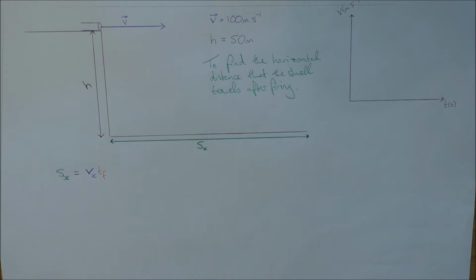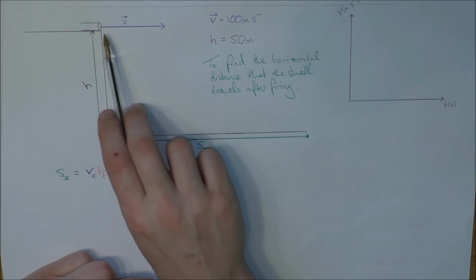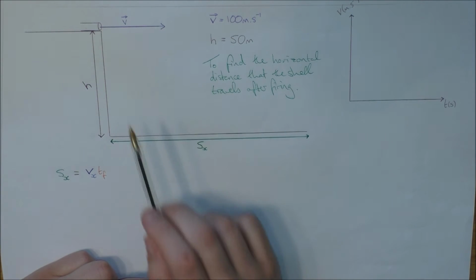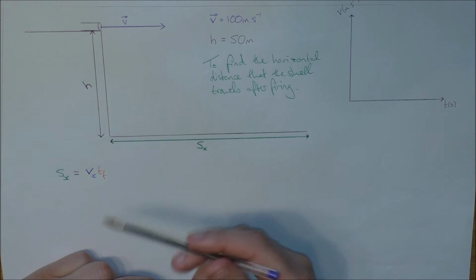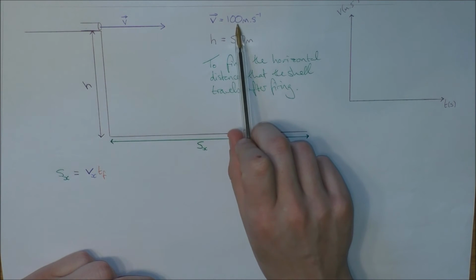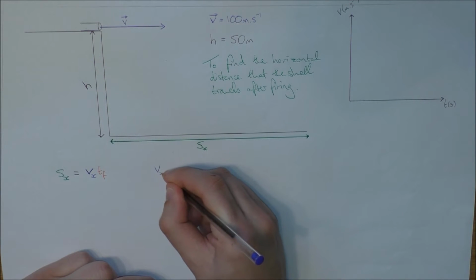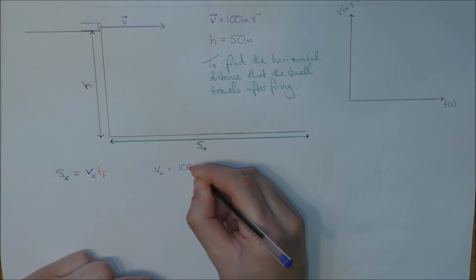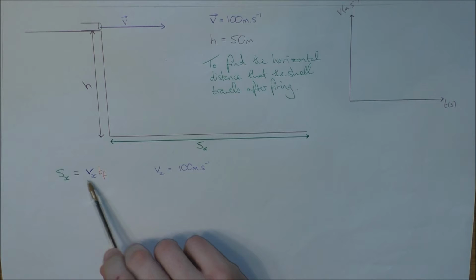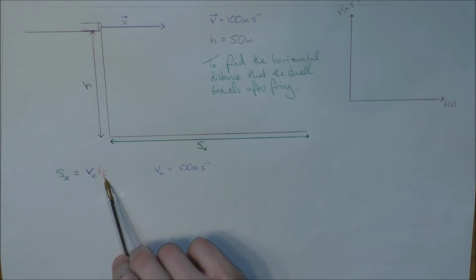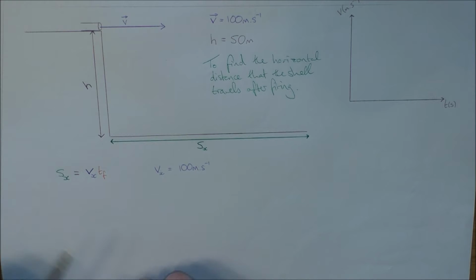Okay, so VX is really easy in this example, because it's fired exactly horizontally, and I'm taking air resistance to be negligible, which is what we do in these questions. I know that VX is going to equal 100 meters per second. So that's half of my equation built already. To find the thing that I want, I need Vx and Tf. I already am given Vx in the question. So now I just need to think about finding Tf.